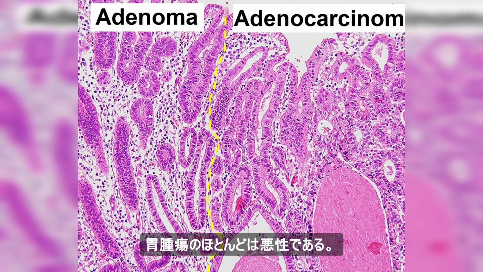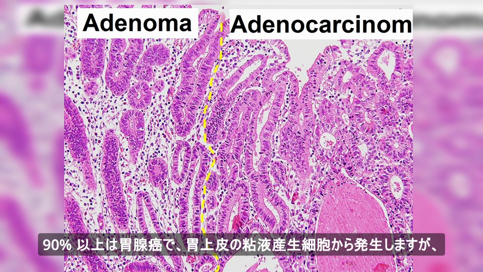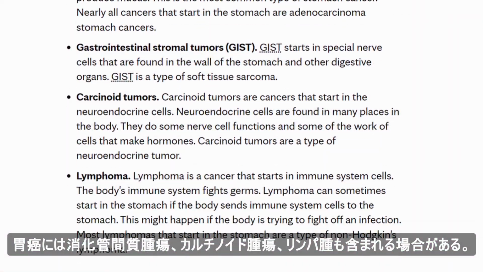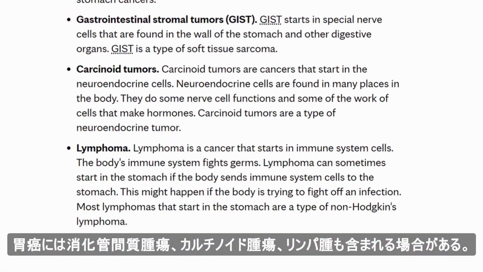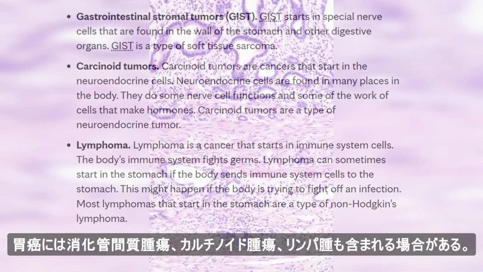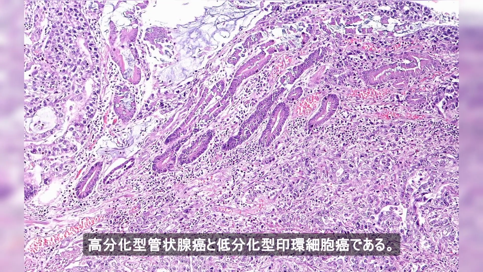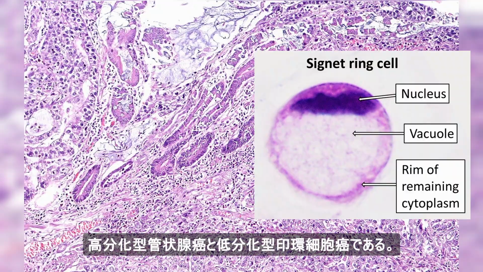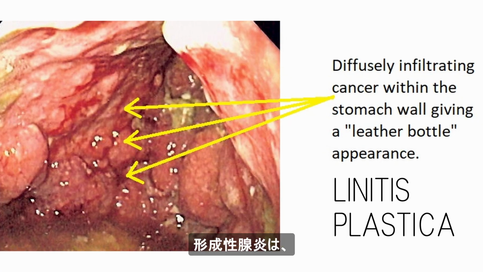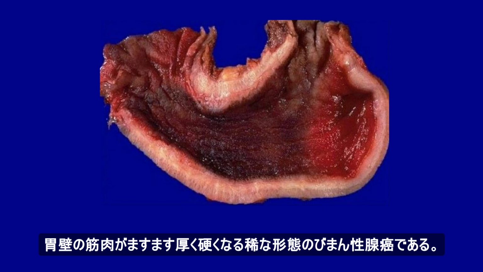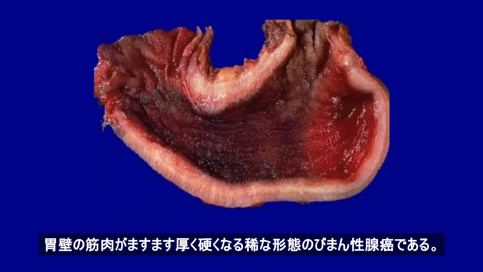Most stomach tumors are malignant. More than 90% are gastric adenocarcinomas and arise from mucus-producing cells in the gastric epithelium. But stomach cancers can also include gastrointestinal stromal tumors, carcinoid tumors, and lymphomas. The most common forms are well-differentiated tubular adenocarcinomas and poorly differentiated signet cell carcinoma. Linitis plastica is a rare form of diffuse adenocarcinoma, in which muscles of the stomach wall become increasingly thick and rigid.